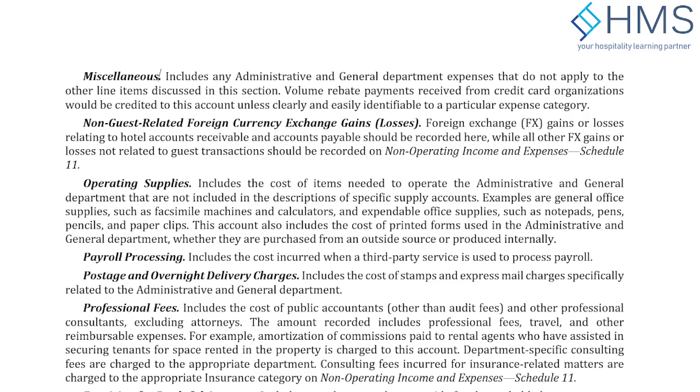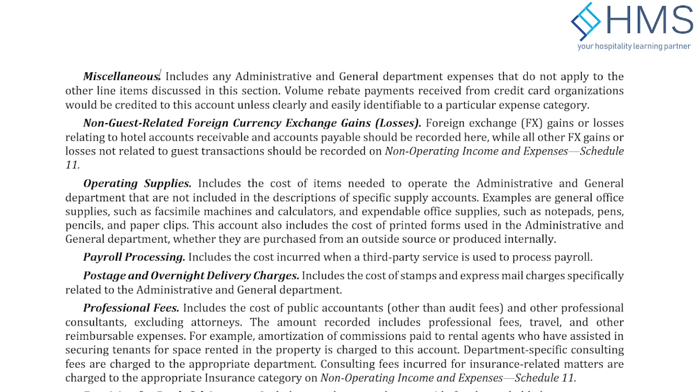Then you have non-gas related foreign currency exchange, which means this foreign exchange gain and loss is not coming out of the conversions done by the guest at the front office, but is from accounts receivable, accounts payable, and also the general expenses, not from the guest. Then you have operating supplies, the cost of items needed to operate the administrative and general department. That is the supply contracts, the notepads, the fax machines, calculators. If you are buying them and they are not very expensive and are not able to be capitalized, then the cost will go into the operating supply expenses.